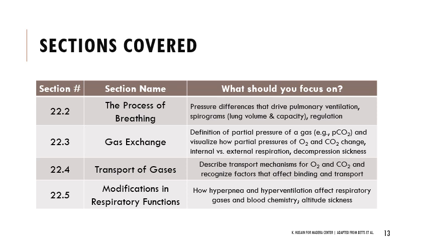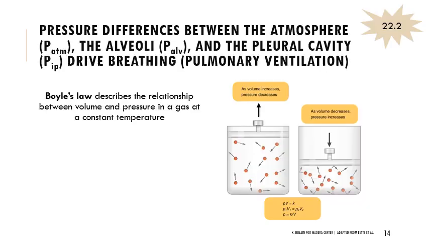We'll get into section 22.4 about the transport of gases, so thinking about how oxygen and carbon dioxide are transported and bound differently in the bloodstream. And then our last section, 22.5, modifications in respiratory function, just briefly goes over some different conditions and how they affect respiratory gases and blood chemistry, as well as the opposite of decompression sickness, which is altitude sickness.